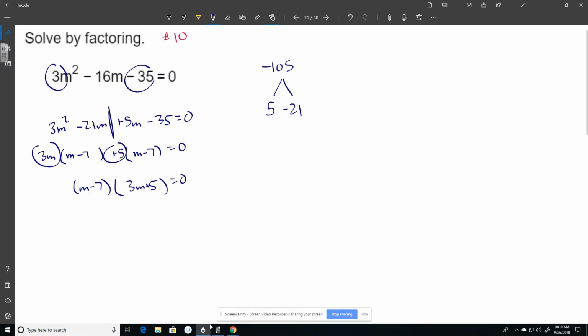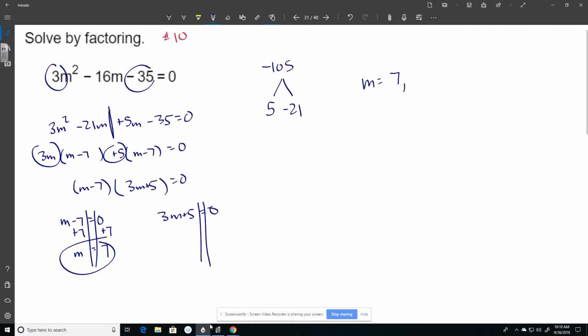Those equal 0 when I multiply them, which means one of them needs to be 0. So m minus 7 needs to be 0, or 3m plus 5 needs to be 0. Railroad tracks, add 7, m equals 7. And there's one of your solutions. M can be 7. And my other one, minus 5 from this side, minus 5 from this side. So 3m equals negative 5. Divide by 3, m equals negative 5/3.